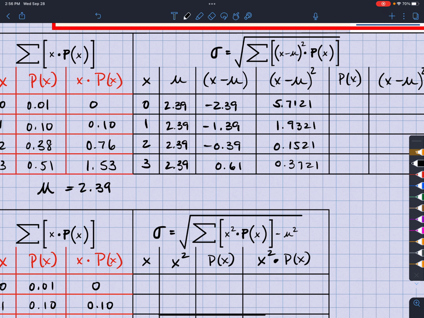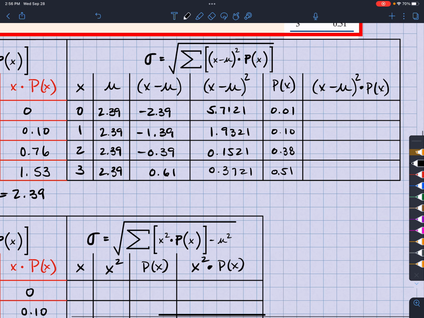So let's just write those down, which was 0.01, 0.10, 0.38, and 0.51. All right, so now I gotta multiply these two, right? Okay. So since I have this one up already, let's multiply that by 0.51. I get 0.189771. 0.1521 times 0.38. I get 0.057798.